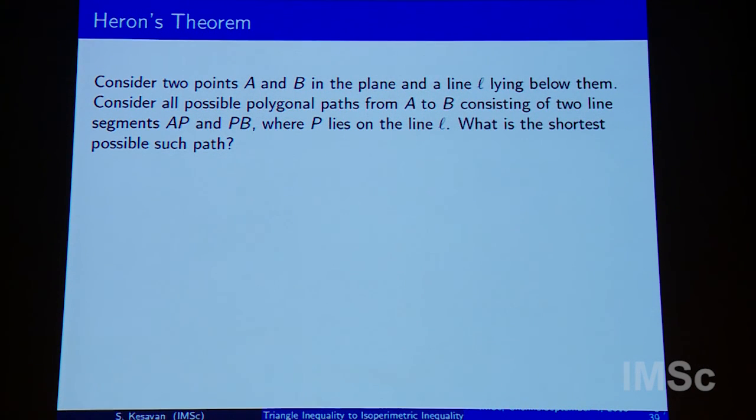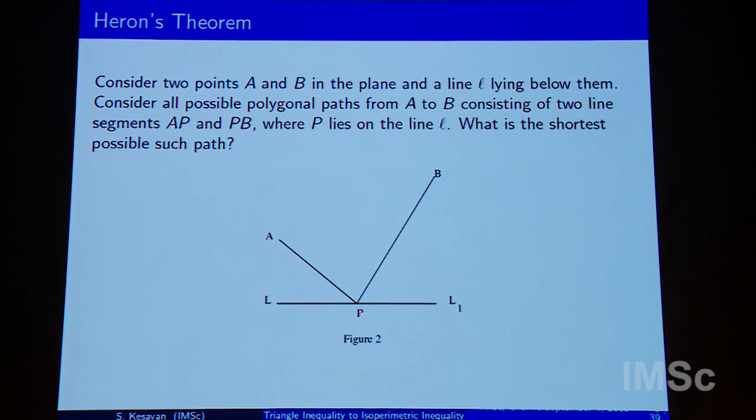Consider two points A, B in the plane and a line L lying below them. Consider all possible paths from A to B made up of two line segments, AP and PB, where P lies on the line. So we have a line here, and I want to go from A to B, but I don't want to go directly. I want to touch this line and then go. And I'm asking what is the shortest path I can take.